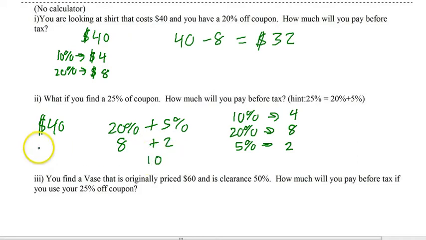$10. So now if we come over here and remove it, 40 minus 10 is $30. That's how much you would pay. So if a shirt's $40, you have a 25% off coupon, you pay $30. The other way to look at it is 25% is a fourth. A fourth of 40 is 10, so you take off $10. All right?